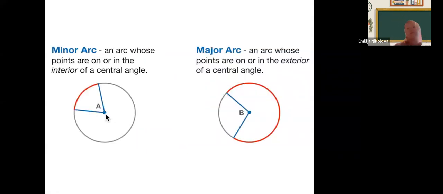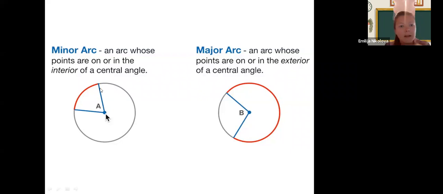Okay, so now we have 4 arcs. What is an arc? That is a line segment, like this red line that we are having here. A minor arc is an arc whose points are on or in the interior of the center angle. This is the center angle that we are having here, A. And if it's inside it, that is a minor arc, because it's the smallest one.